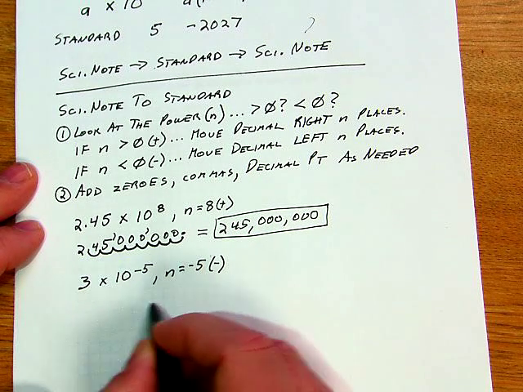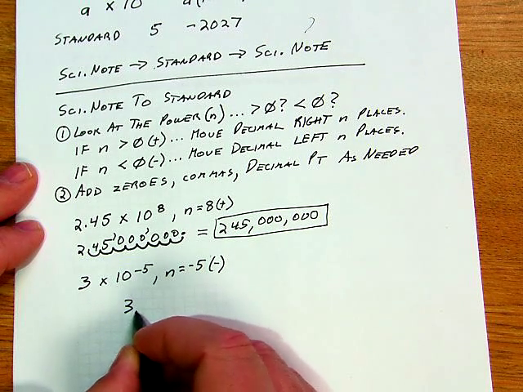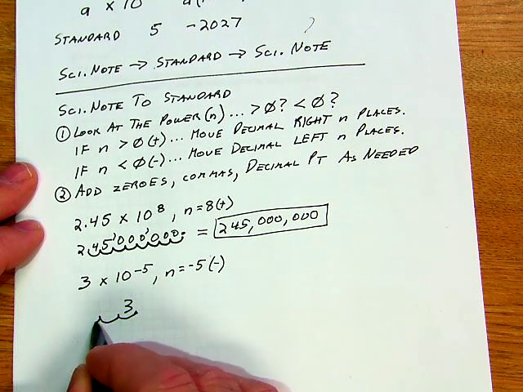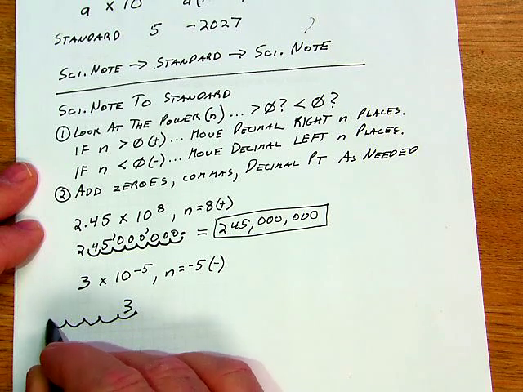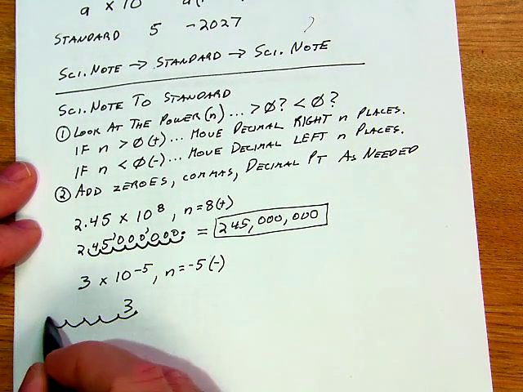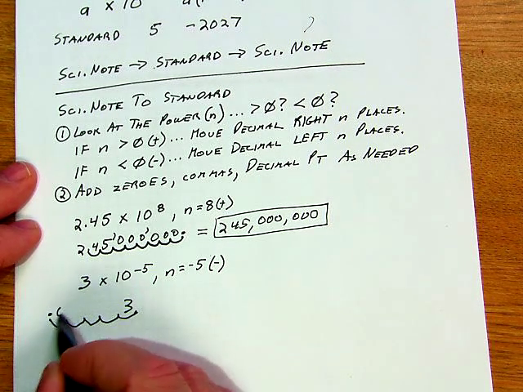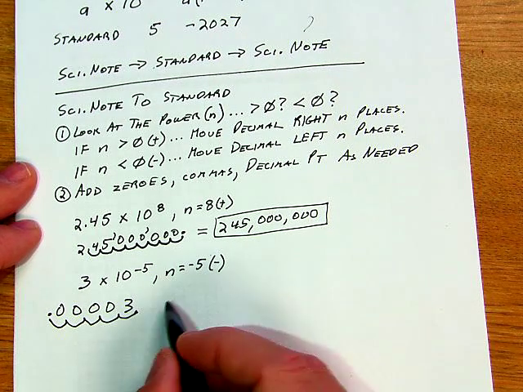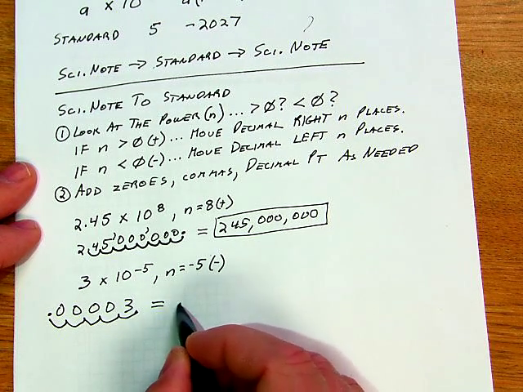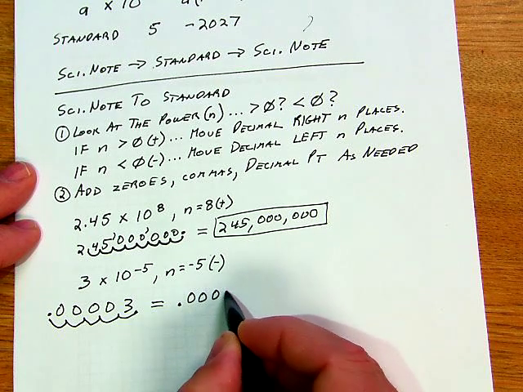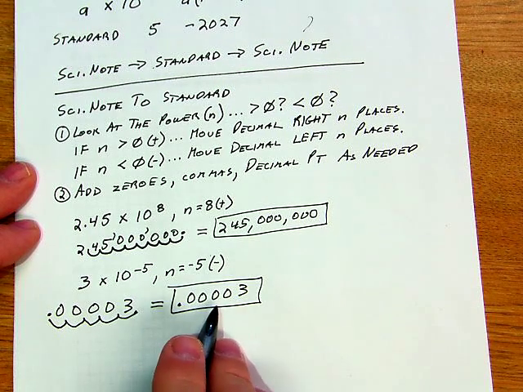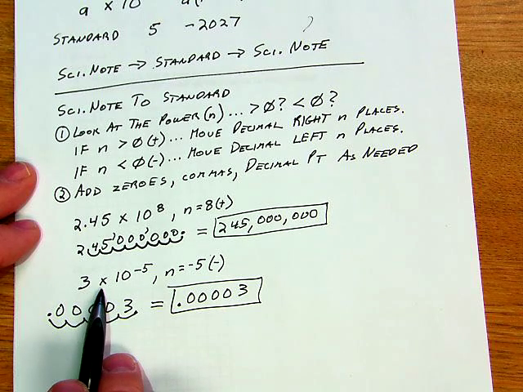So I write my number, and I know I'm going left, so I wrote it over to the side a little bit. 5 places: 1, 2, 3, 4, 5. I know my new decimal spot goes right there. I fill in my spots as needed with zeros, and my new number is 0.00003. And that is the standard form of this scientific notation number.